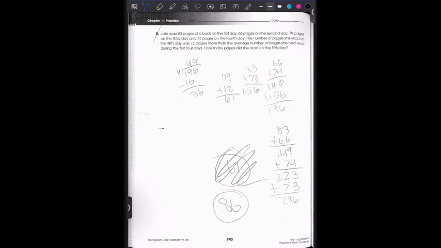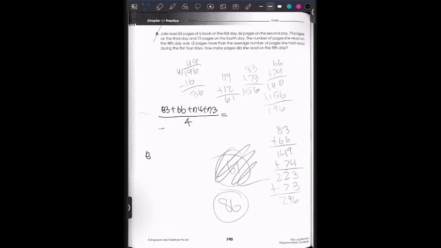So we're going to look for the average number of pages she read on the first 4 days. So it's going to be total divided by units. So the total is going to be 83 plus 66 plus 74 plus 73. And we're going to divide it by the units, and the unit is number of days. So it's going to be 4 days.